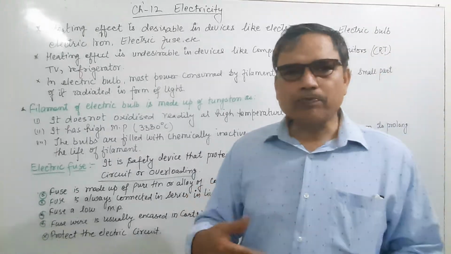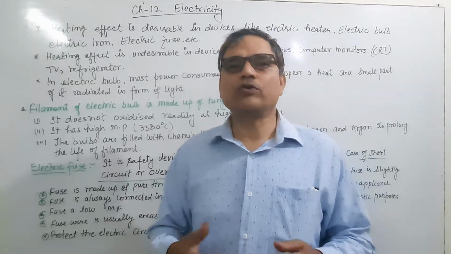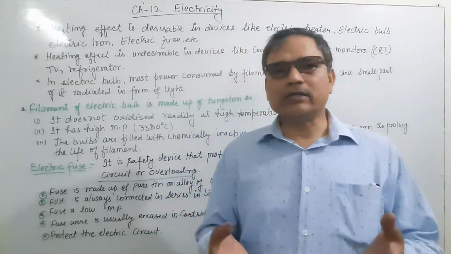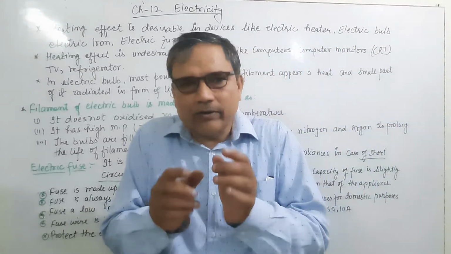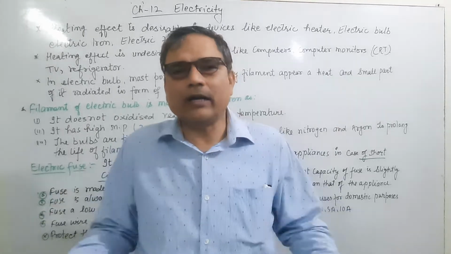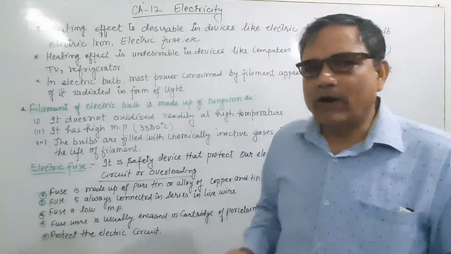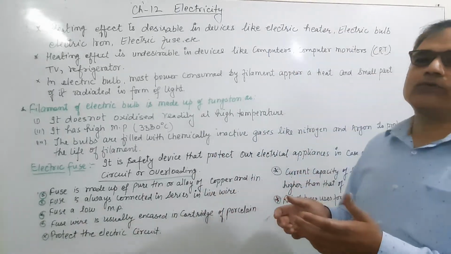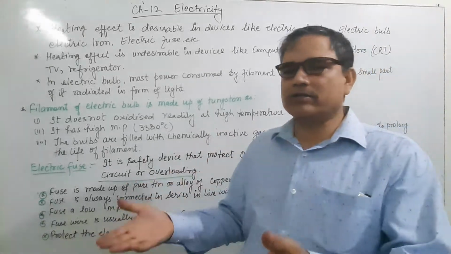If more current is passed through the circuit, then automatically a large amount of heat is produced. The temperature will increase, and that heat will break the wire, which automatically breaks the circuit. Why? Because more current, more heat. We know it very well. As we increase the amount of current, the amount of heat will increase.